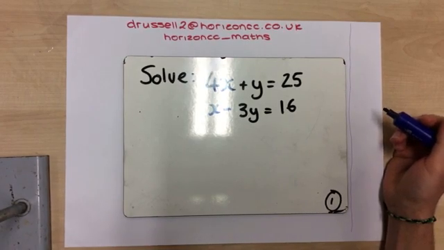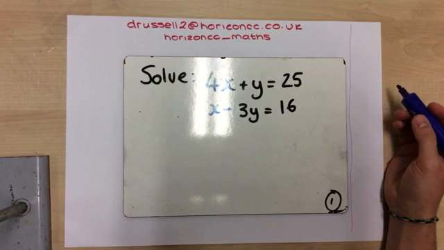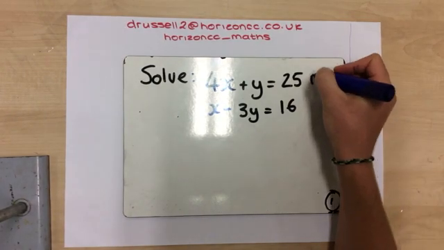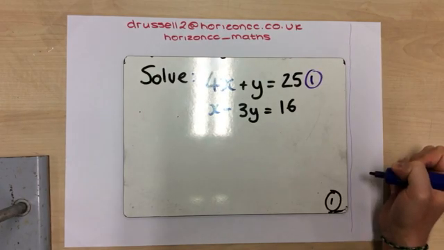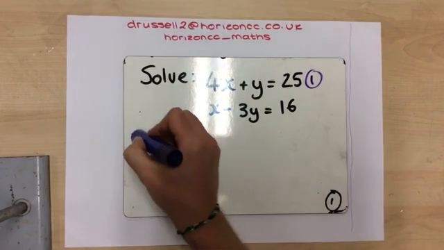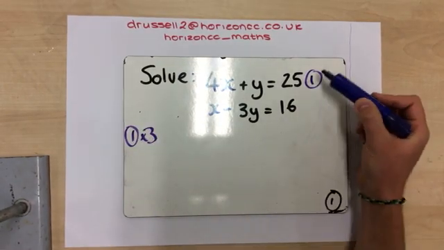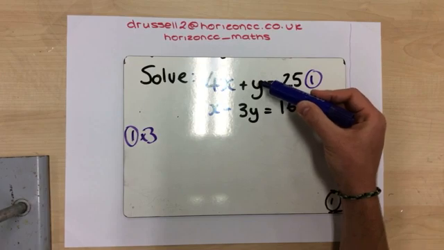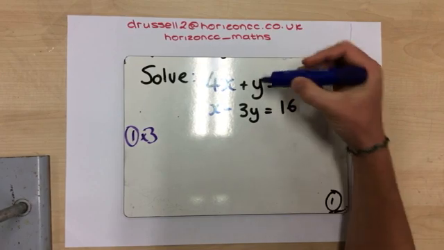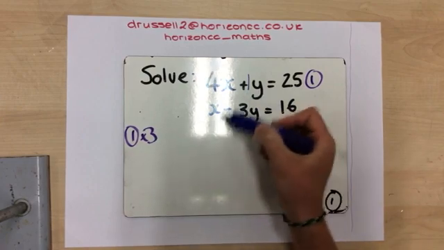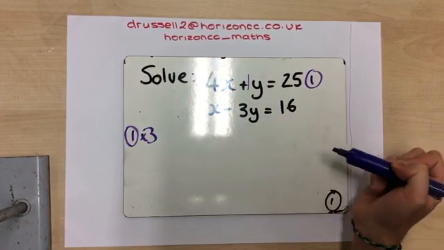We've got simultaneous equations. We've got 4x plus y equals 25 and x minus 3y equals 16. I'm thinking I will change equation number 1, and what I'm going to do is multiply equation number 1 by 3. Now, the reason I'm doing that is I can see I've got a single y. If I multiply it by 3, I will get something conveniently to do with this minus 3.